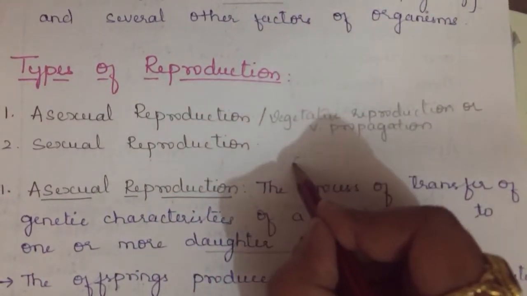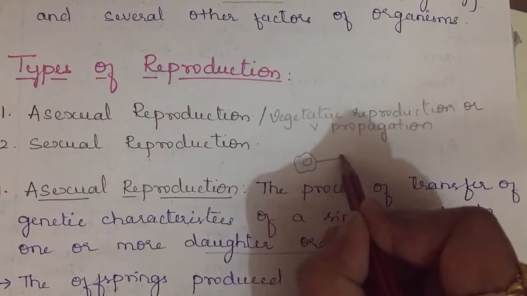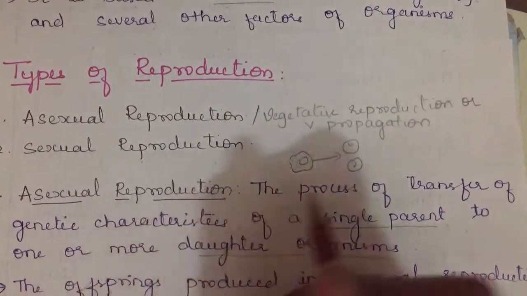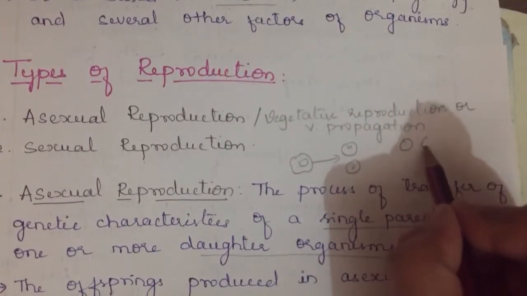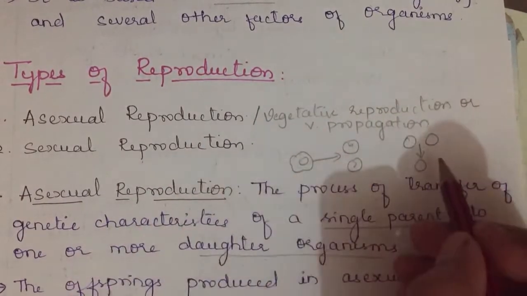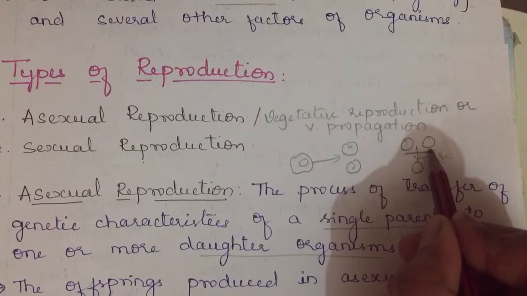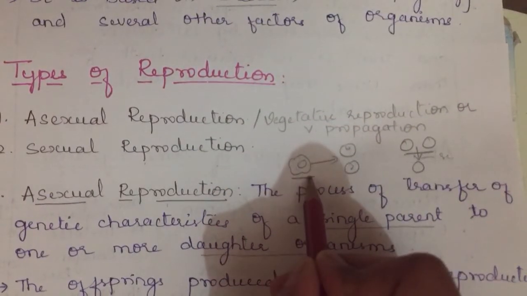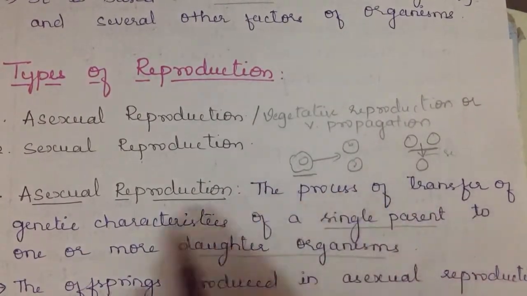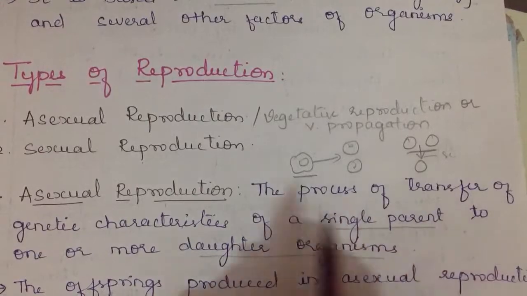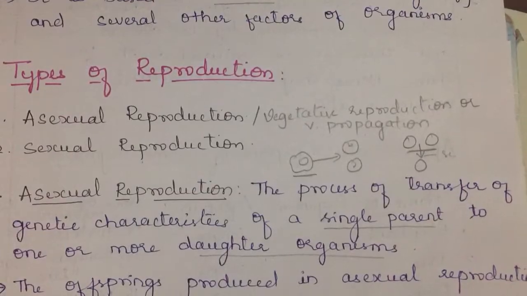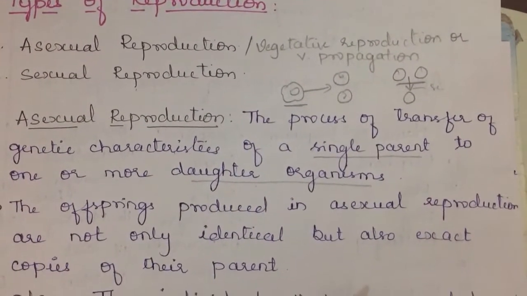As you can find in the amoeba, only one parent will form two daughter organisms. Whereas in human beings and other animals, what will you find? There will be a male and female, and both together will produce an offspring. So this is sexual reproduction, which involves two parents. Here it involves only one parent, in asexual reproduction. Once again, the process of transfer of genetic characteristics of a single parent to one or more daughter organisms is called asexual reproduction.